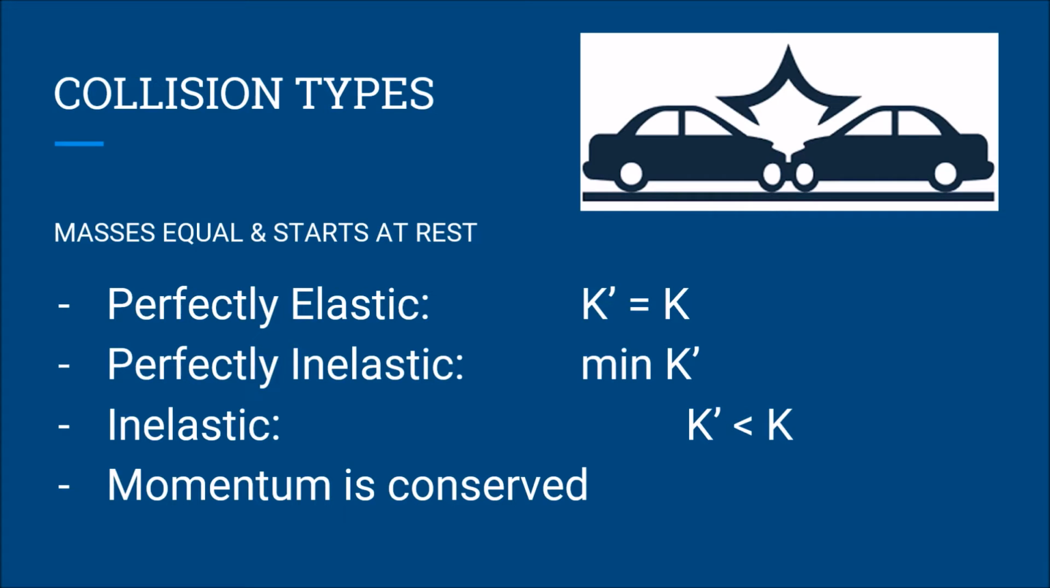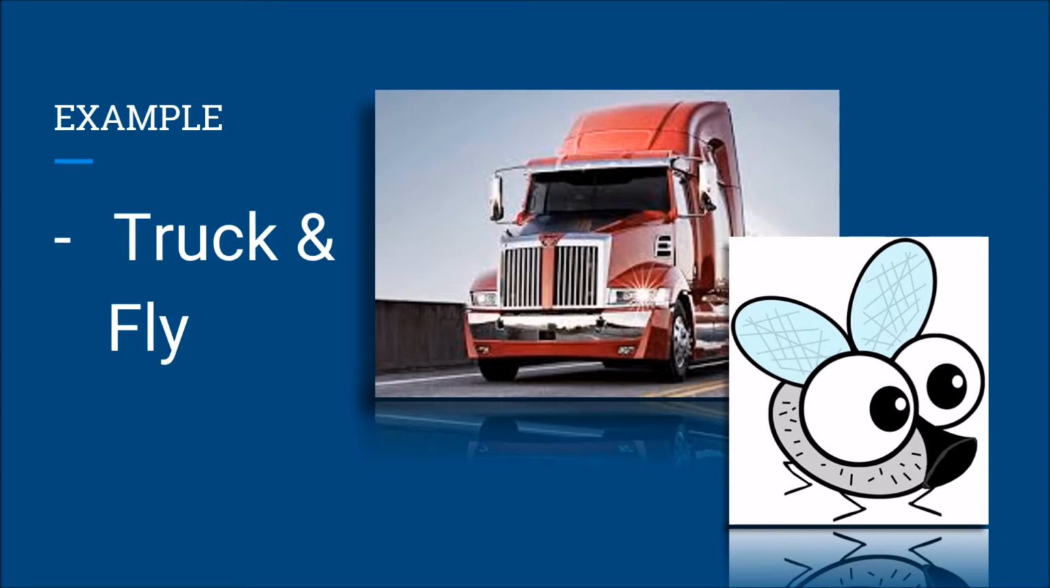In an elastic collision, kinetic energy is conserved. In an inelastic collision, some kinetic energy is lost. In a perfectly inelastic collision, the objects that collided will stick together and have the same velocity after the collision. In this example, when a fly collides with the windshield of a truck, the fly sticks to the windshield and continues to move at the same speed as the truck. This is an example of a perfectly inelastic collision because the two objects, in this case the truck and the fly, stick together once they collide and move at the same speed as if acting as one object.